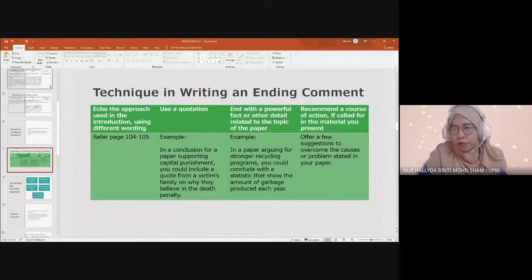First technique will be to echo the approach used in the introduction by using different wording. Echo here means to repeat without using the same word, right? Basically, you review, okay? Refresh back. Okay, I want you to refer to page 104 and 105. Let's look at page 104, the column of introduction.